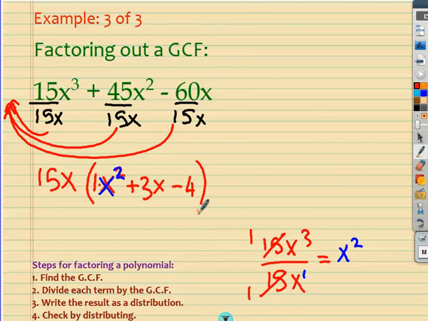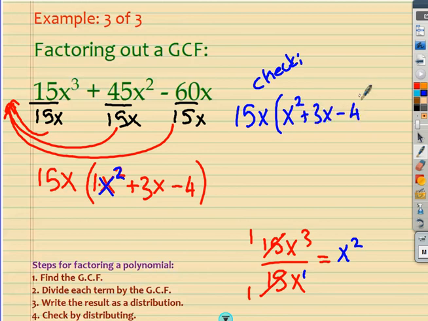We can also do a quick check step. Here's my quick check step. Please get used to doing check steps. If we distribute our result back inside the parenthesis correctly, we should get back to the original expression, the original polynomial. Here 15 times x squared, the 15 is still 15.